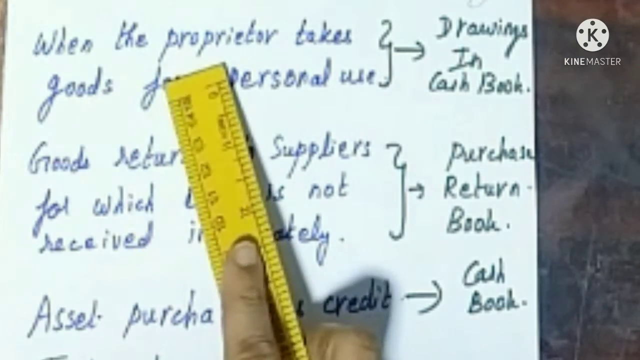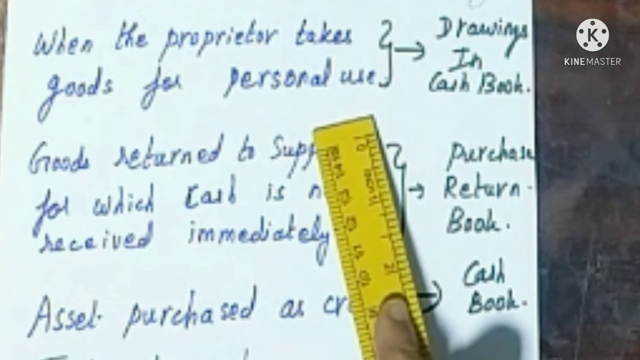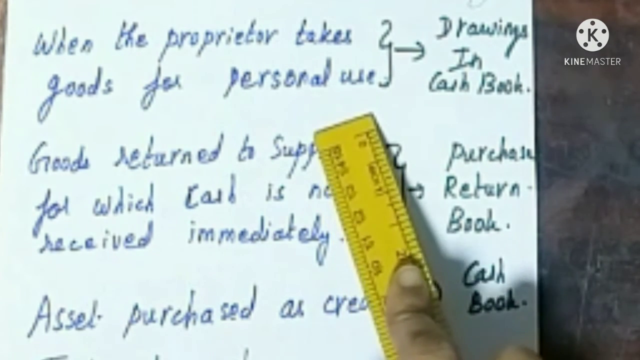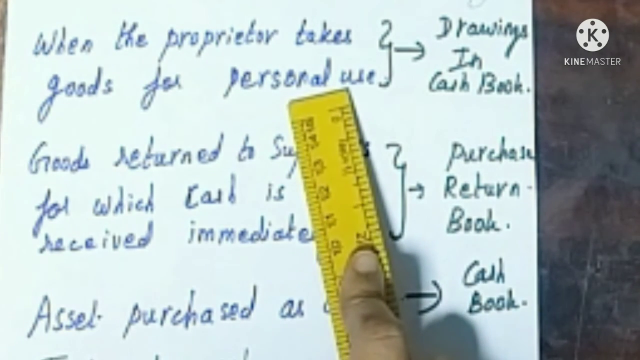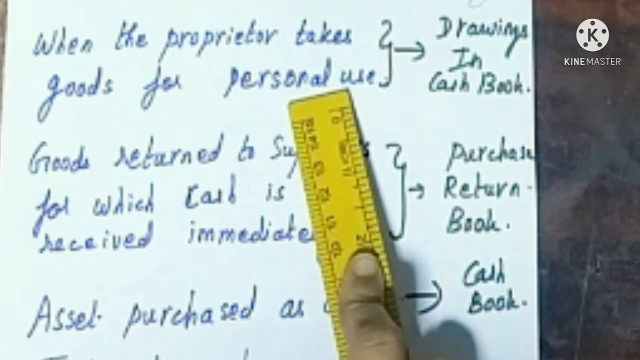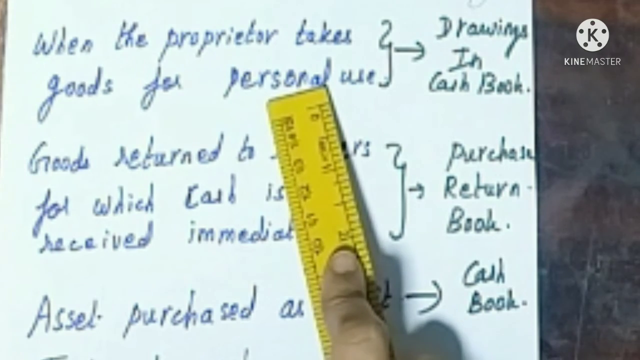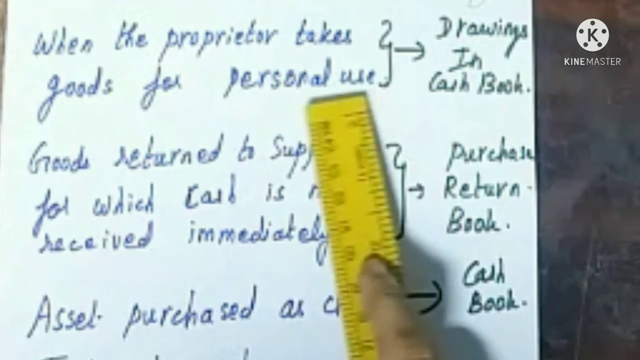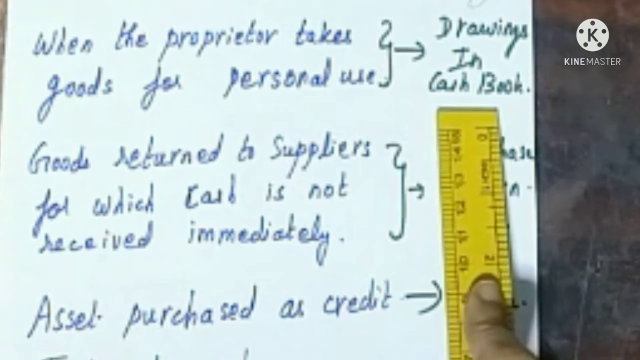When the proprietor takes goods for personal use, what is the journal entry? In accounting term, whenever the proprietor withdraws money for his personal use, it is termed as drawings. The entry is drawings account debtor to cash account. So this transaction should be recorded in cash book.